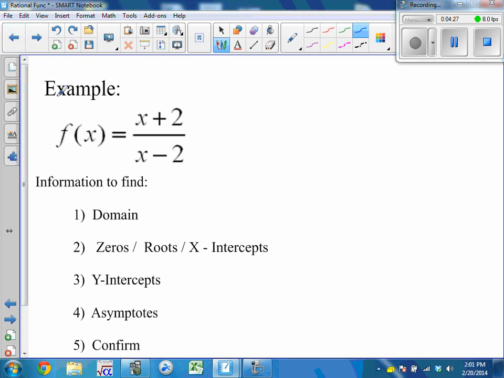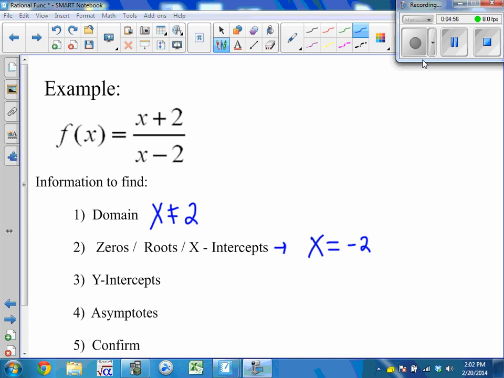x plus 2 over x minus 2. First, our domain. What can x not equal? Well, x cannot equal 2. That makes the bottom 0. Now, where are our x-intercepts? Remember, our x-intercepts are where the top is 0. So what makes the top 0? Well, that will be x equals -2.